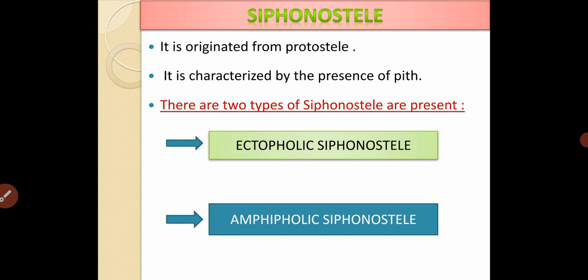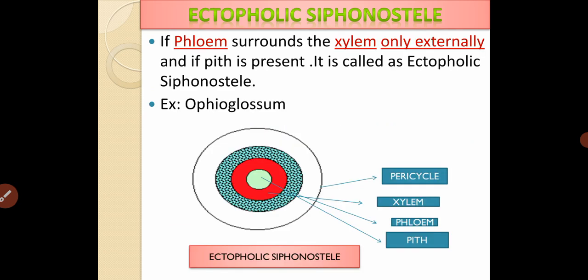Let us move towards the next one, that is the siphonostele. It is similar to that of the protostele, but the characteristic feature is that pith is present. There are two types, that is ectophloic siphonostele and amphiphloic siphonostele. Ectophloic siphonostele is the condition in which xylem is externally surrounded by the phloem. Pith is present. Such condition is called the ectophloic siphonostele.